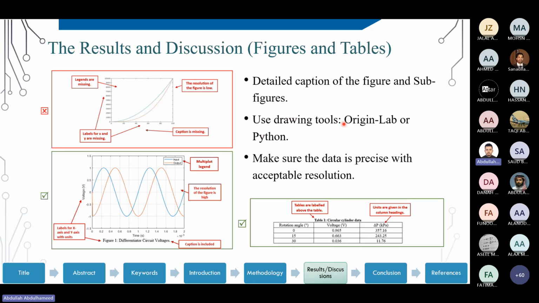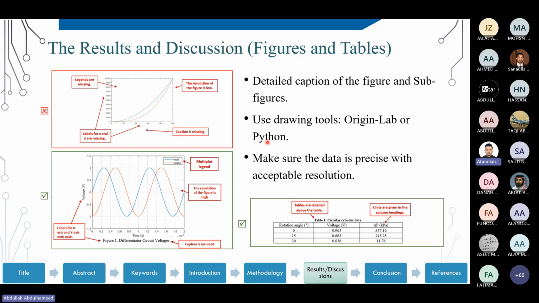Use drawing tools, Origin Lab or Python. I believe most of you, maybe, I'm not sure, are using Microsoft Excel to draw the figures. You have the data set, X and Y for example, and you put it in Excel and then draw. I advise you to try Origin Lab. It is one of the best tools. I believe KFUPM also has the license for this application. It is a very good tool to draw very nice figures and graphs. Please, if you're still using Microsoft Excel, try to move to this one.